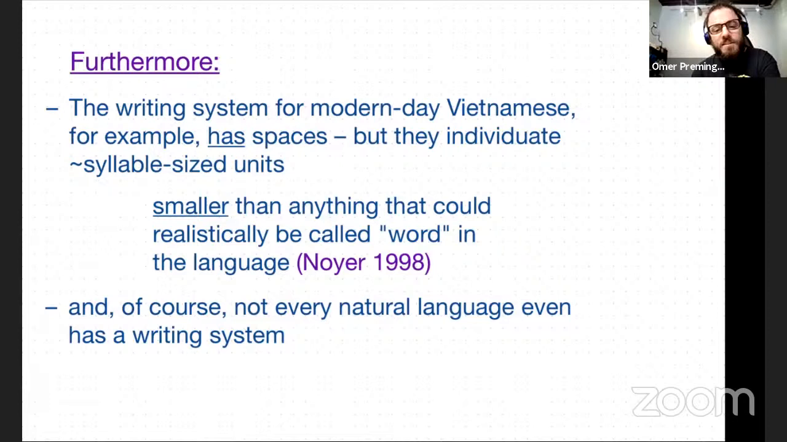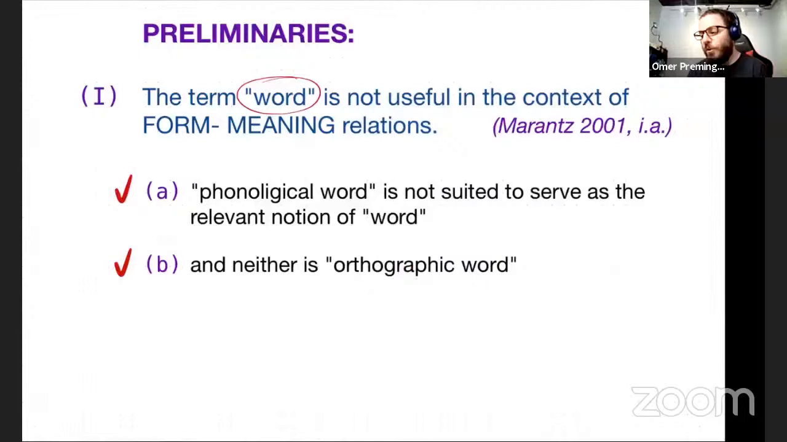Furthermore, the writing systems for some other languages, take Vietnamese, for example, has spaces, but those spaces individuate roughly syllable-sized units. And as Noyer has shown in his '98 paper on Vietnamese, those units are smaller than anything that could realistically be called a word, insofar as what you're interested in is the minimal units of form-meaning mapping. And finally, of course, not every natural language even has a writing system, and those are no less languages in the sense that we're interested in here. So it seems that orthographic word is not the right notion of word for us to be working with either.